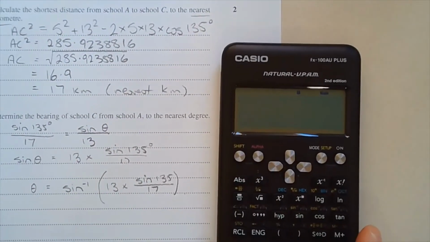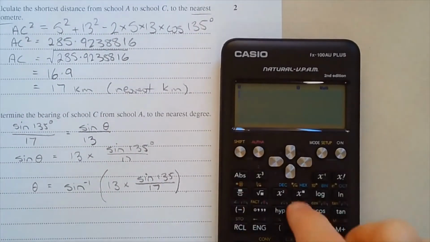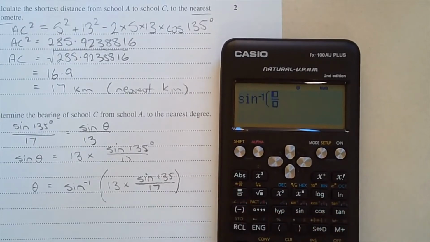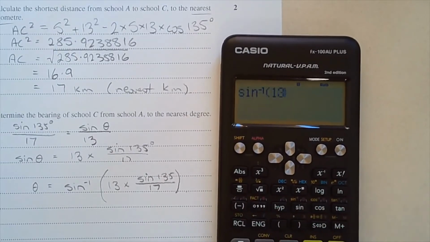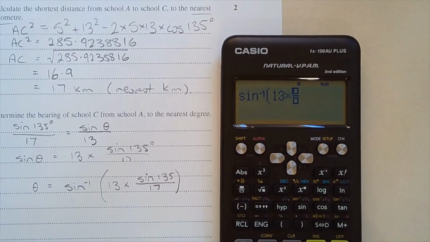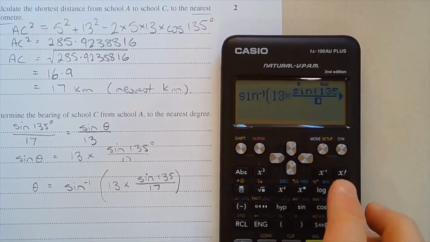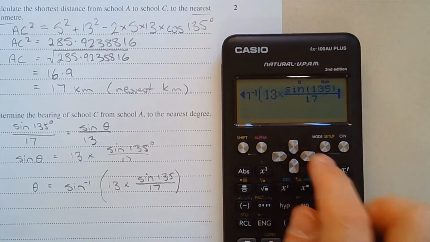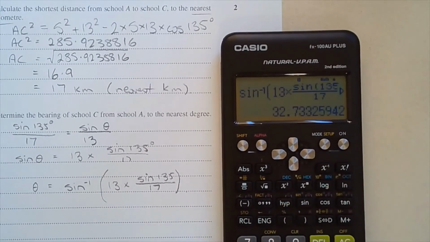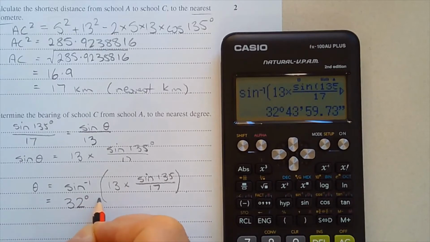So let's quickly work that out. So shift sine, and in fact, I'll do it this way: 13 multiplied by sine of 135 over 17, close brackets. We get 32.73. So 32 degrees, 44 minutes, in fact.